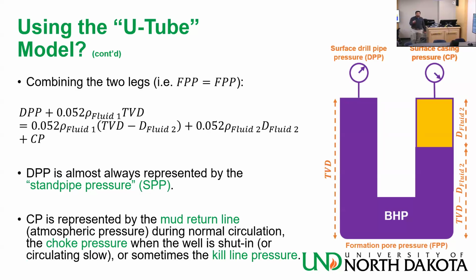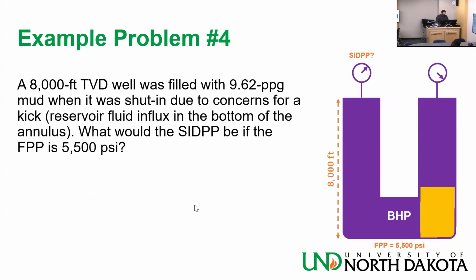It has to be because the mud, when it returns, doesn't go through the mud return line. It goes through the choke. That's why SICP sometimes stands for choke pressure or casing pressure. Same thing. It's the annulus. It's the pressure on the annulus at the surface. Example problem number 4.